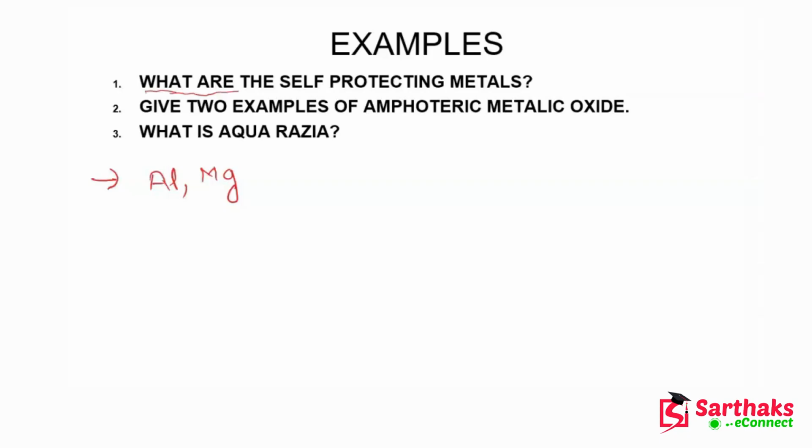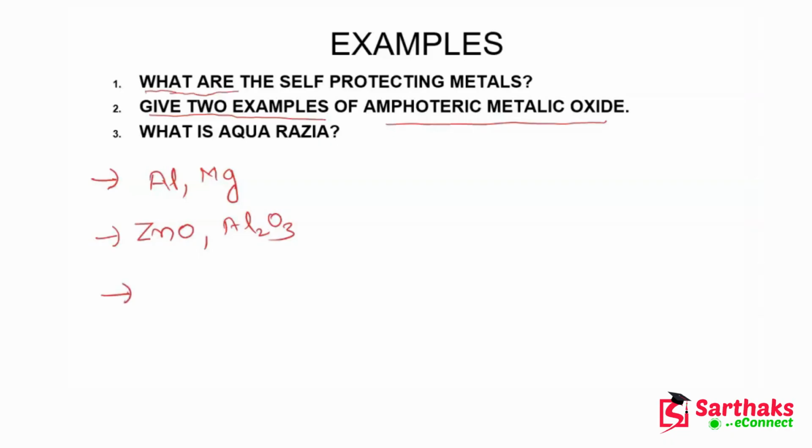Now let's talk about the second example. Give two examples of amphoteric metallic oxide. So guys, we all know that amphoteric metallic oxides show both natures, acidic nature as well as basic nature. So if you are asked for examples, then zinc oxide and aluminum oxide are the examples of amphoteric metallic oxide.